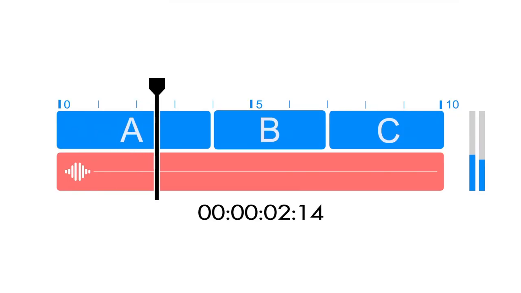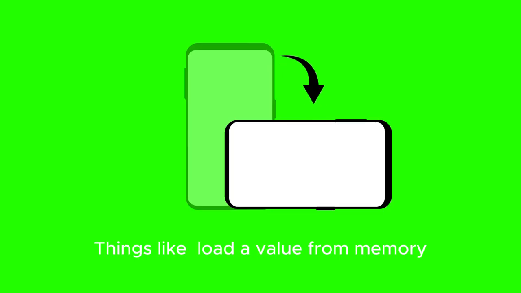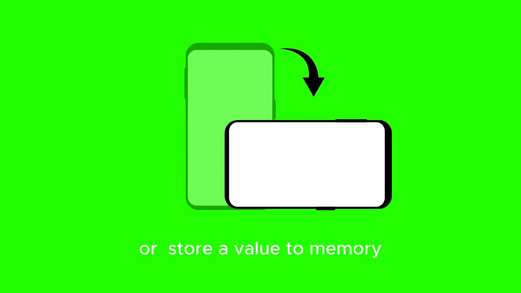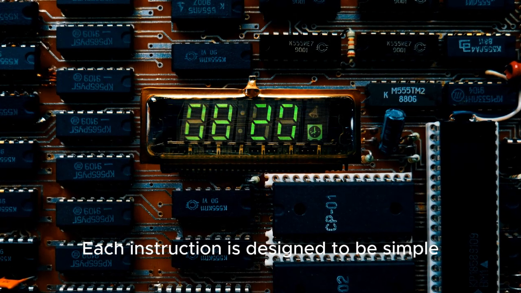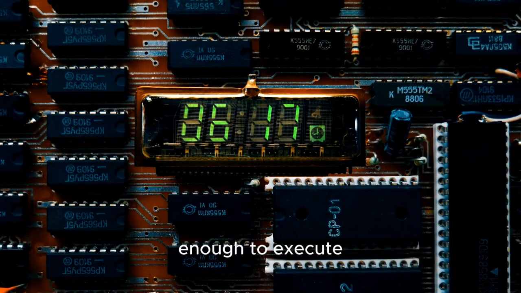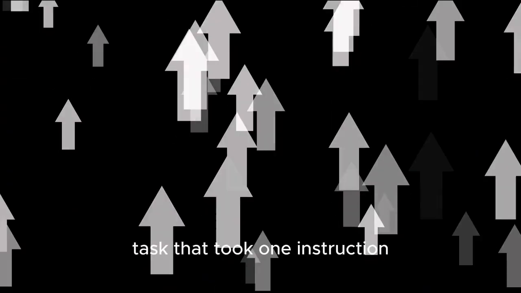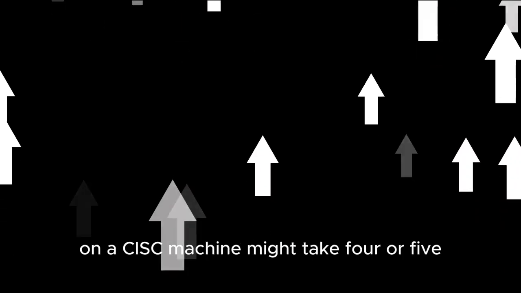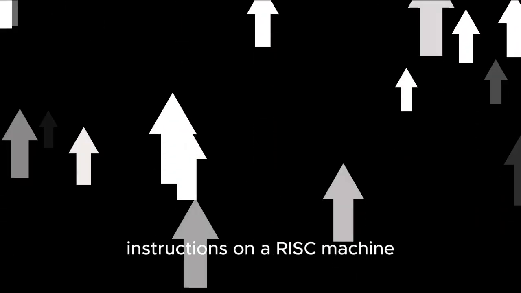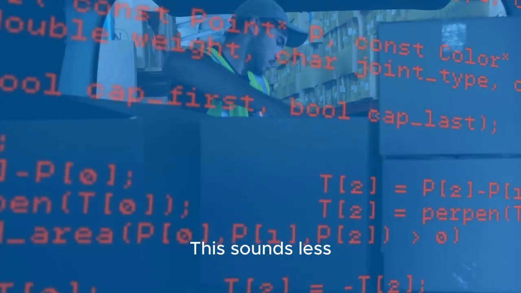This is exactly how a RISC processor works. It has a small, highly optimized set of simple instructions. Things like load a value from memory, add two numbers, or store a value to memory. Each instruction is designed to be simple enough to execute in a single clock cycle. So, a complex task that took one instruction on a CISC machine might take 4 or 5 instructions on a RISC machine. This sounds less efficient, right?